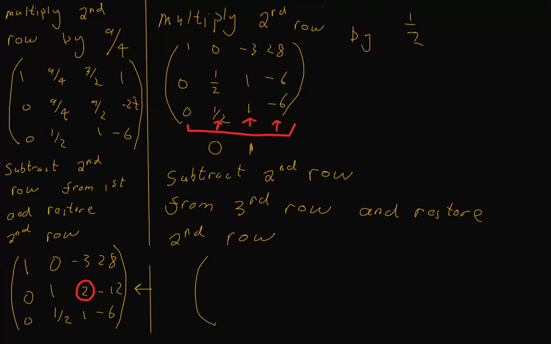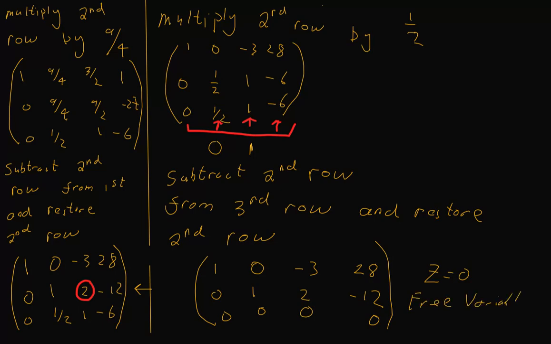Okay, so let's do that then. 1, 0, negative 3, and 28. Then we've got the second row, 0, 1, 2, negative 12. And if we subtract the second row from the third, we just get 0, 0, 0, 0. Now we need to think very carefully. So z is obviously equal to 0, or we refer to it as a free variable. Okay, so we did do it right. It's a miracle. It is an absolute miracle.